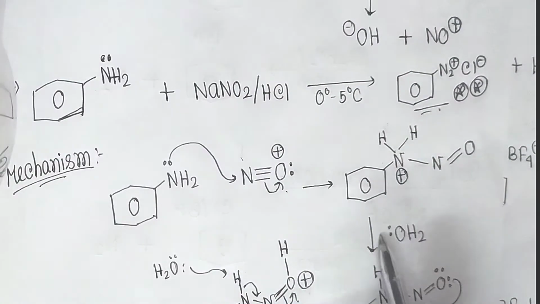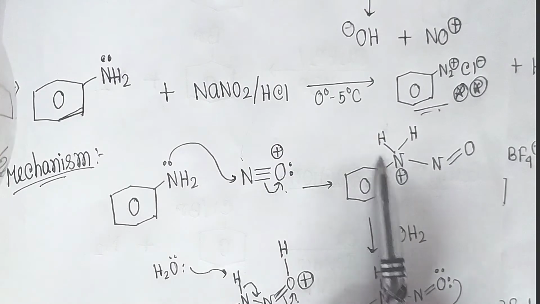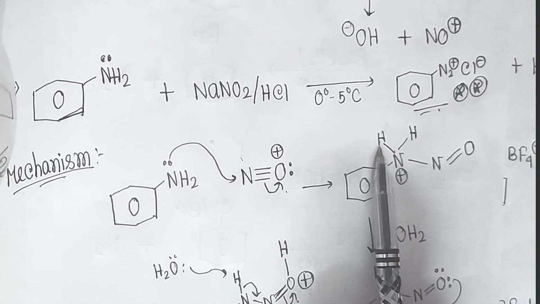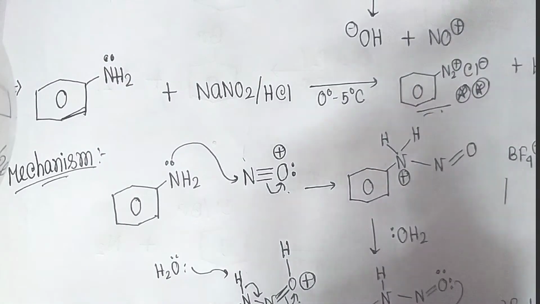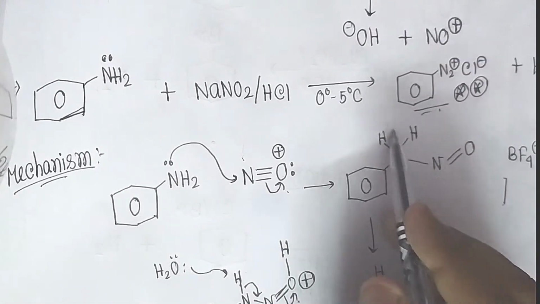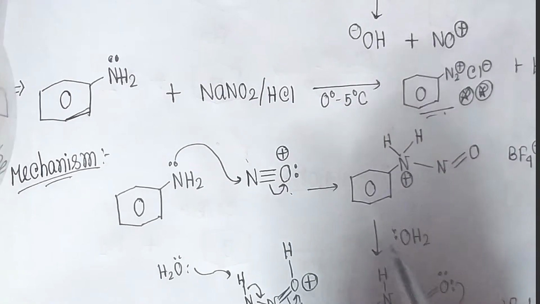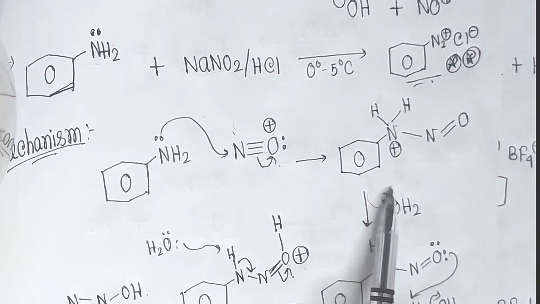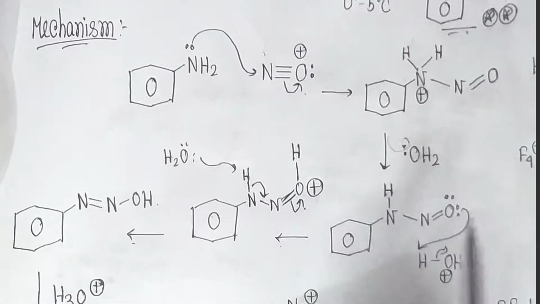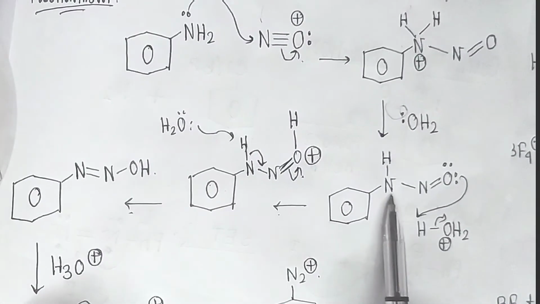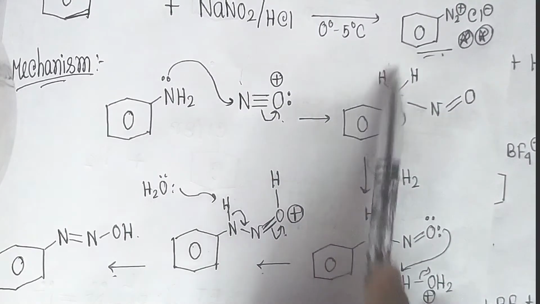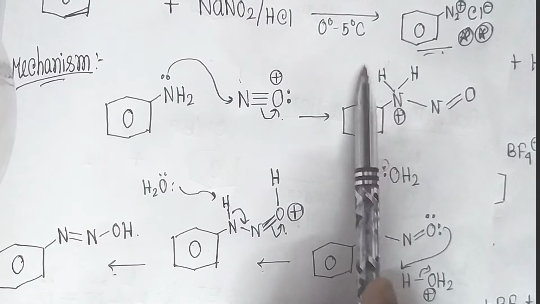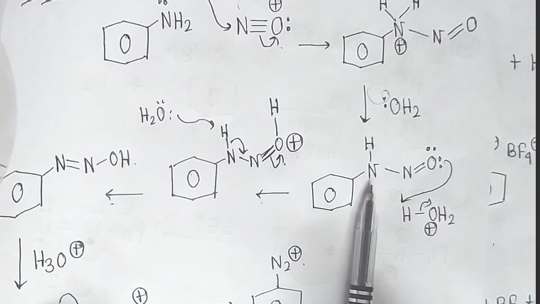Now with the help of this lone pair, water would attract this hydrogen. It would work as a base, and this lone pair would take this hydrogen. So what we get is one hydrogen less, because there was a plus charge, right? This system was not stable at all, so water takes up this hydrogen to make it neutral.